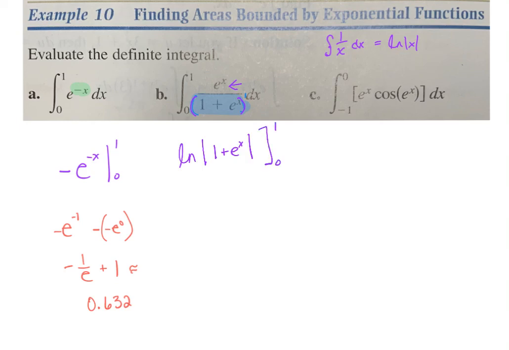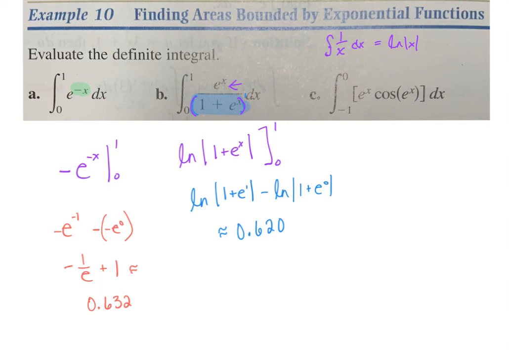So I'm going to have the natural log of 1 plus e to the 1 minus the natural log of 1 plus e to the 0. All right, e to the 0 is just 1. Natural log of 1 is just 0. So if you plug this into your calculator, you will get, again, approximately, rounded to the nearest thousandths place, something that looks like that.